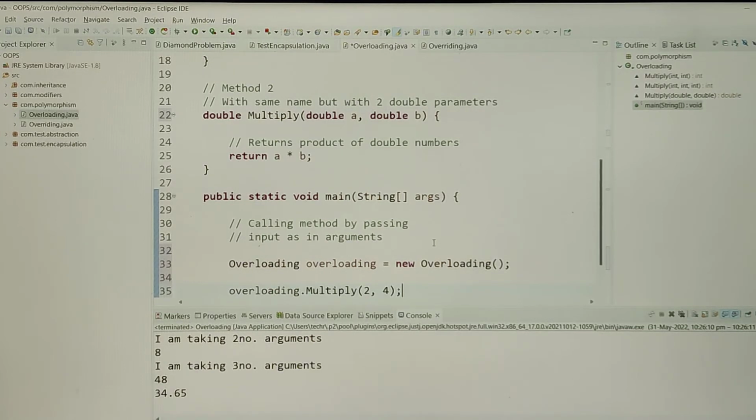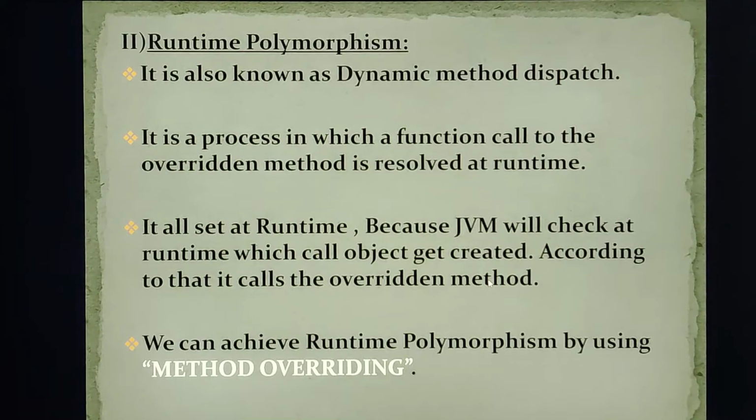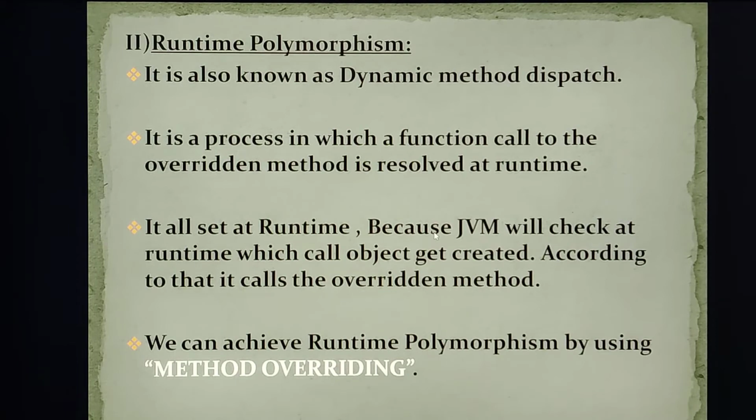So guys, compile time polymorphism understood. Now come to the next slide. So what is meant by runtime polymorphism? Runtime polymorphism is also called dynamic method dispatch. That dynamic runtime I will tell you in the code. Just for interview purposes, just remember runtime polymorphism is also known as dynamic method dispatch.